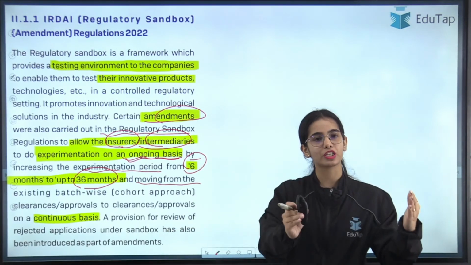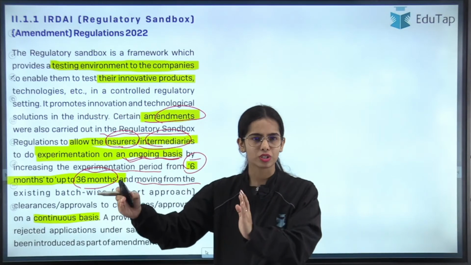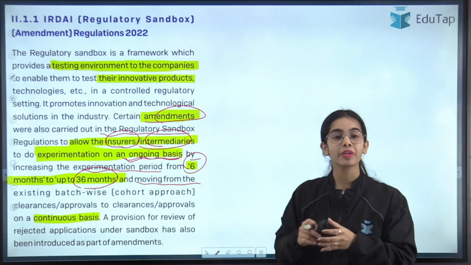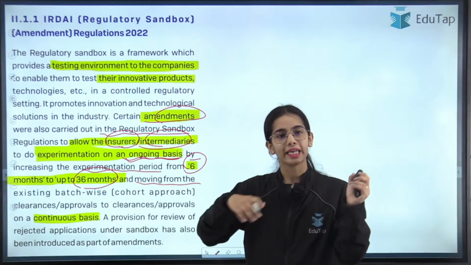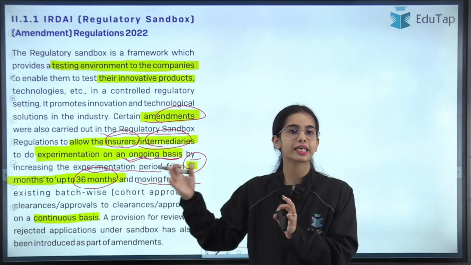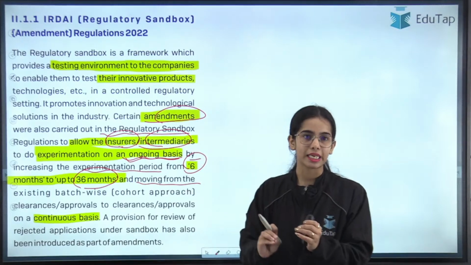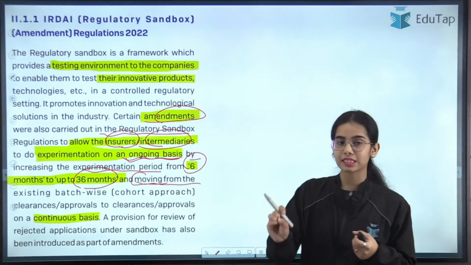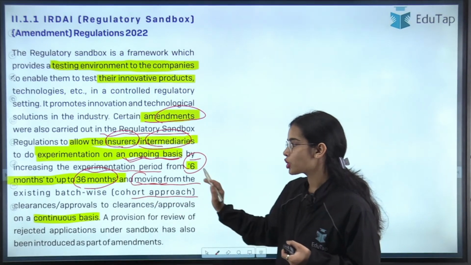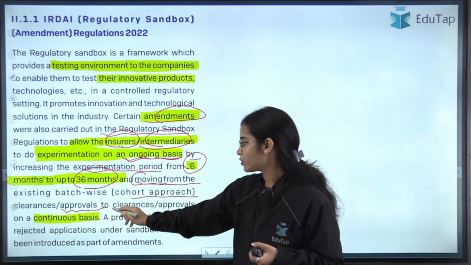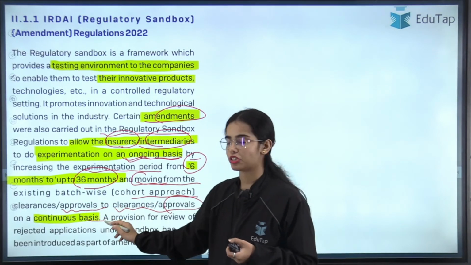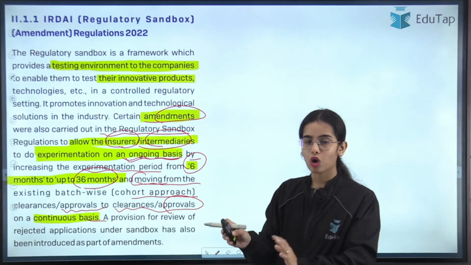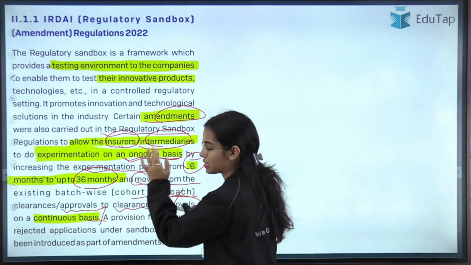Right now it is for prevention and mitigation of frauds, then it will be for digital payments and such. But IRDAI has said that we are moving away from the batch-wise system towards a continuous system, so that you can send your applications continuously. There can be more and more innovators selected for testing in the regulatory sandbox. So the IRDAI is moving from the existing batch-wise cohort approach, where clearances or approvals were given in batches, to clearances or approvals on a continuous basis. Okay.